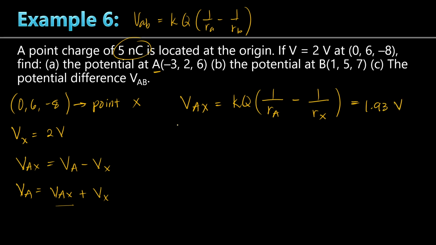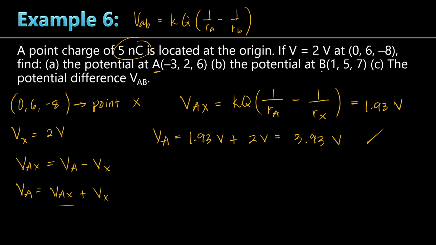Dahil meron na tayong VAX, makukompute na natin ngayon yung VA. Diba? Remember that VA is VAX plus VX. So we have 1.93 volts plus yung VX natin na 2 volts. So the answer is 3.93 volts. Okay. O ayan, meron na tayo ngayong VA. Tapos dito may pinapahanap siya. Ano daw ang potential at point B?